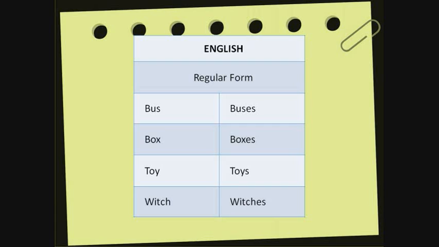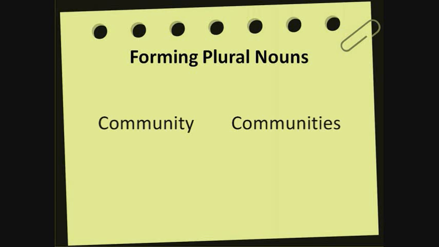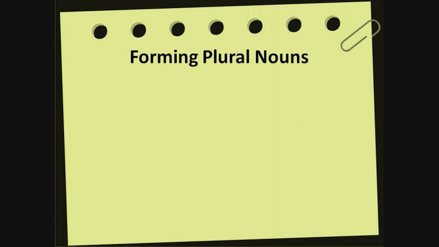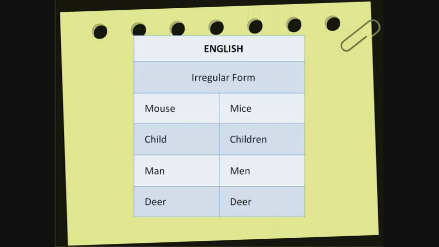One detail in regular form is that most of the nouns which end with y change y to i and add es. For instance, community, communities. Besides, there are some words in English that cannot be made plural by adding s or es, but they have a particular word to refer to more than one thing. Let's see some irregular plurals: mouse, mice, child, children, man, men, deer, deer.